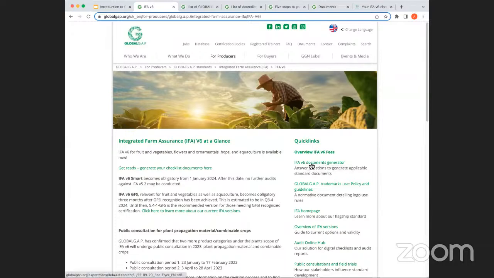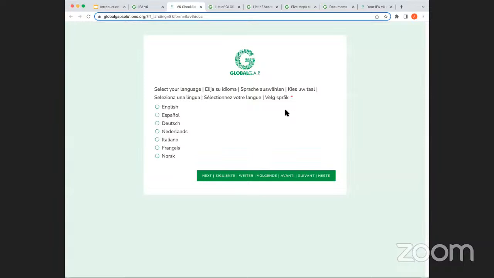They have fees. They have the documents generator, which I'd like to talk about a little bit, because essentially what it comes down to is, I know I'm an avocado farmer. I know the standards at a high level, but I want something that I can start to use tomorrow to say, how do I know if I'm in compliance or not? So you could come to the document generation section to get your applicable checklist.